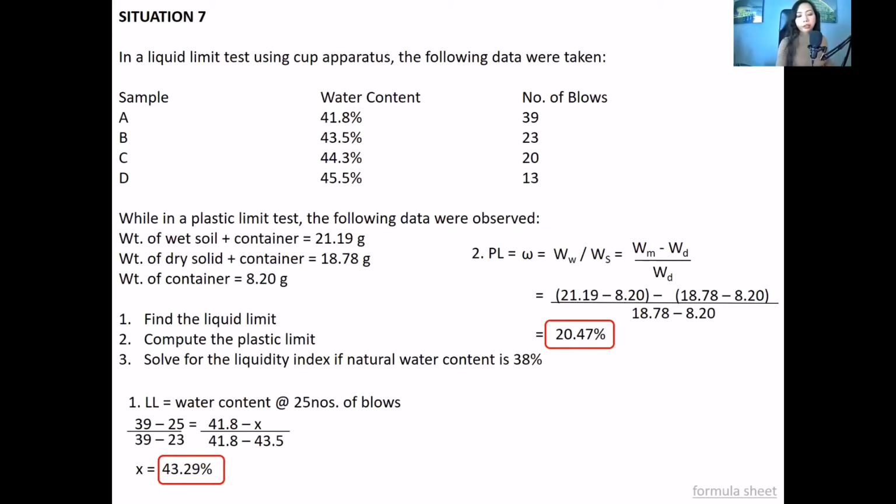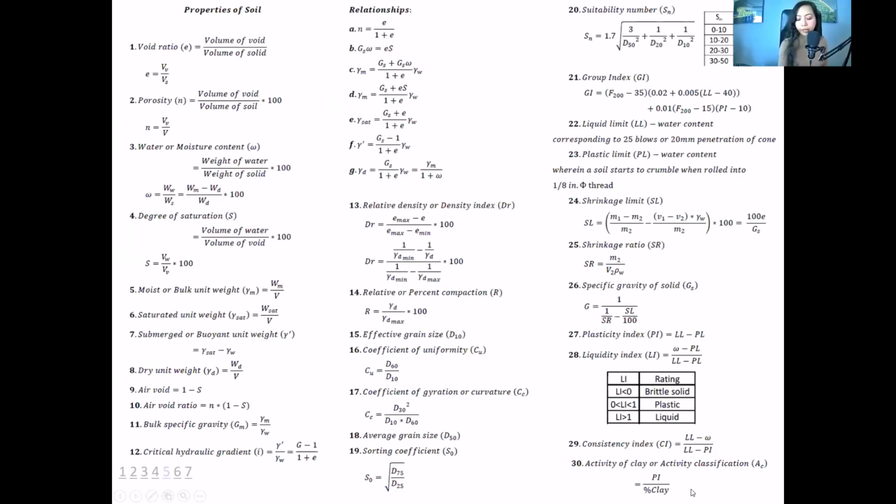Last unknown for this set. What is or solve for the liquidity index of natural water if natural water content is 38%. Let us check the formula sheet kung anong pwede natin gamitin. In this case, anong pwede natin gamitin? Formula number 28, tama ba? Yes. Okay. Liquidity index. So Li is equal to moisture content or water content minus plastic limit over liquid limit minus plastic limit. And then you will have the rating here.